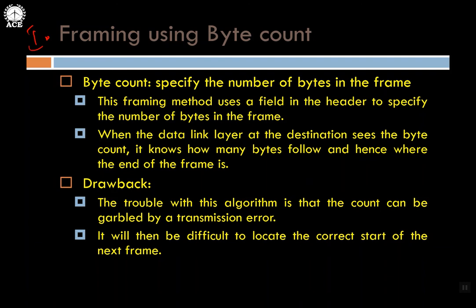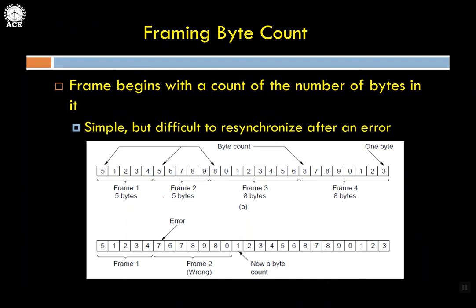See, essentially the objective is we should be able to distinguish where the frame is starting and where the frame is ending, so that I can take that as one unit and hand it over to the data link layer for further processing. That is the meaning of it. Okay, just to understand again, when the data link layer at the destination sees the byte count, it knows how many bytes follow and hence where the end of the frame is. To understand that, let us consider an example, and then I will come to the drawback. Look at this. This is a simple example to show the working of byte count. The frame begins with a count of the number of bytes in it. Simple but difficult to, okay, we'll see about this.